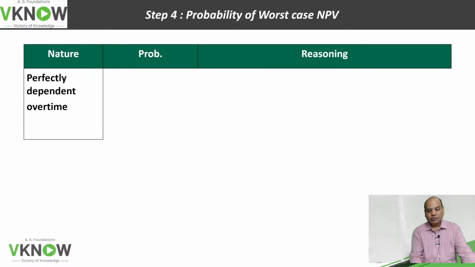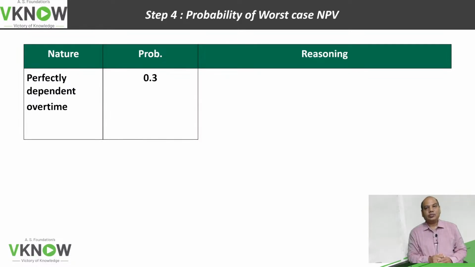Write down the nature: perfectly dependent over time. If it is perfectly dependent over time, it means if you know the first year will be worst, it will be worst in all the remaining 4 years. So whatever is the probability of getting worst NPV in the first year becomes the probability for the entire project. So it will be 0.3.